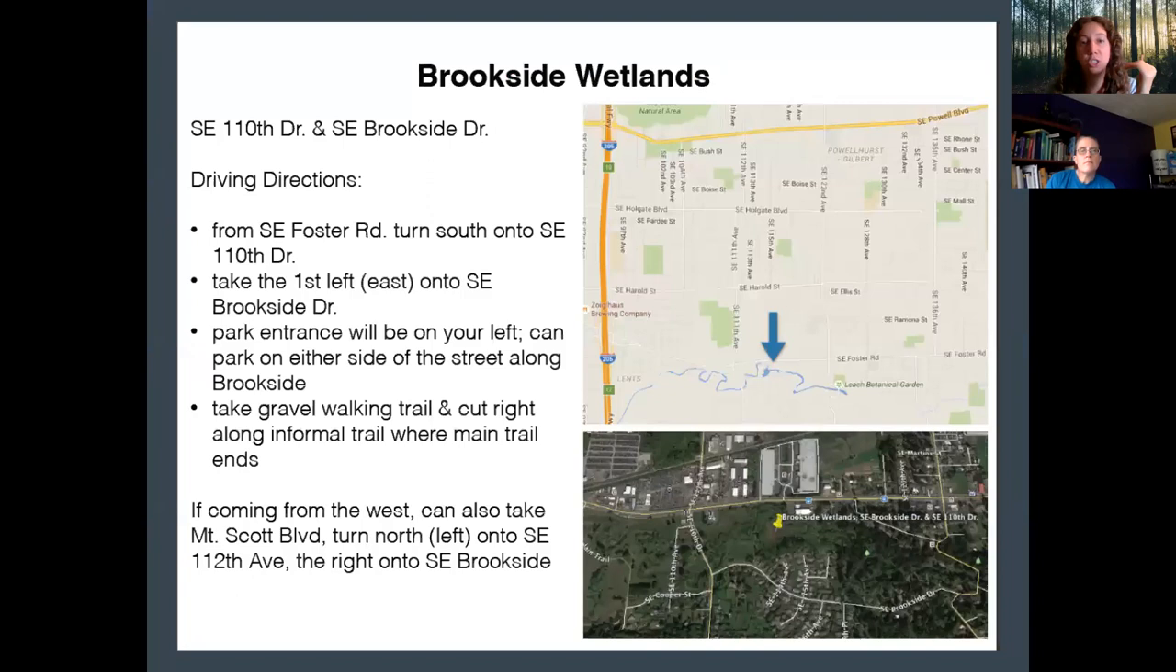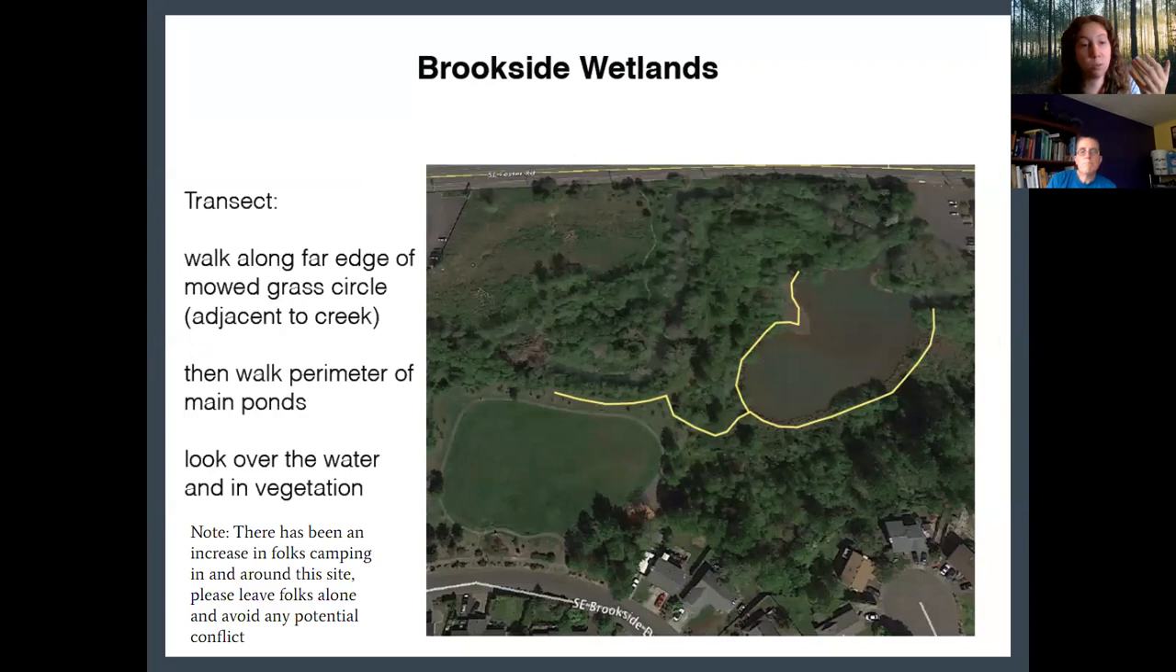that Brookside Wetlands is definitely in the main public space. And there sometimes can be folks camping or who are houseless in those spaces. We want to respect their space, leave them alone, and avoid all conflict. We're not here to enforce any rules or tell anyone what to do at all. We're really just here to look at dragonflies and damselflies and collect those. And if you're getting close to someone's space and you're uncomfortable, just leave immediately.